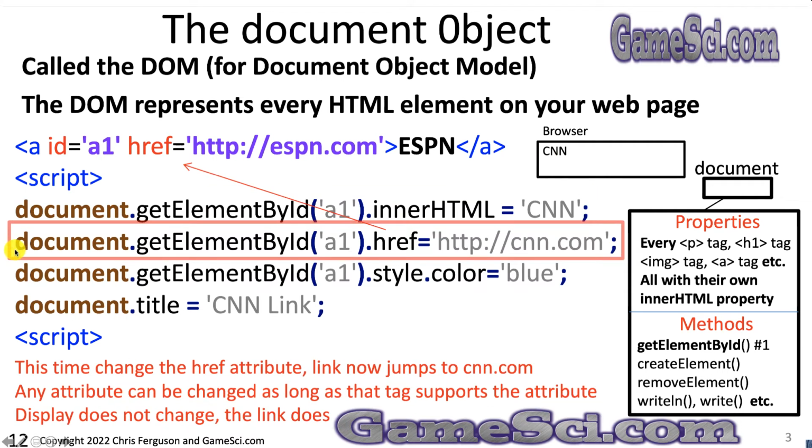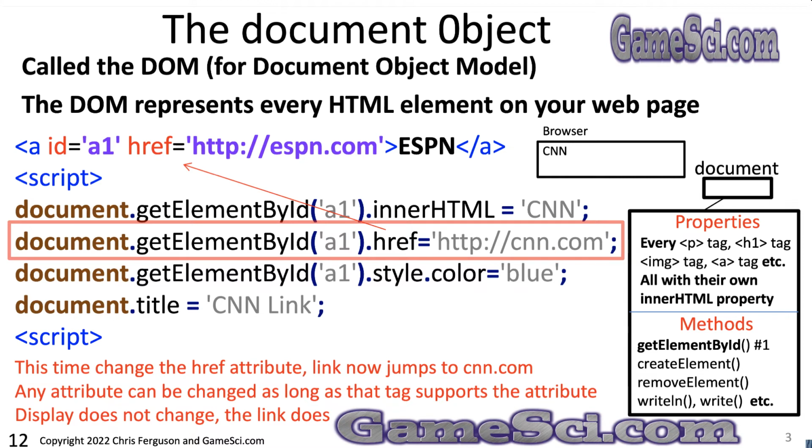Now I'm changing the href. Go to the document object, call getElementById, and once again access the A1 reference. But this time, don't change the inner HTML, change the actual href. Instead of pointing to ESPN.com, I want this link to point to CNN.com. What I'm doing is I'm dynamically rewriting this tag. I'm dynamically redoing this link. I said I don't want to link to ESPN anymore. I now want to link to CNN. And after this code executes, if I click on this CNN link in the browser window, it will actually jump to CNN.com.